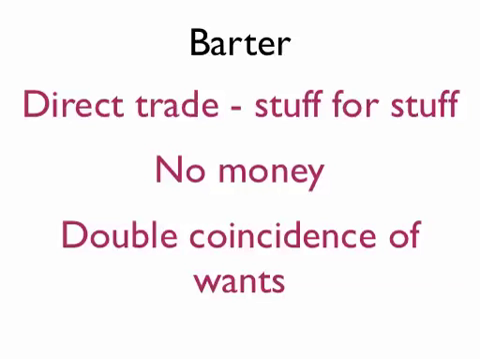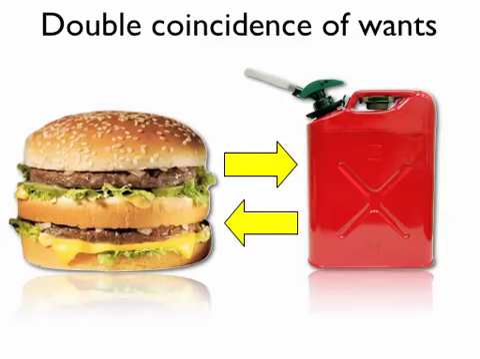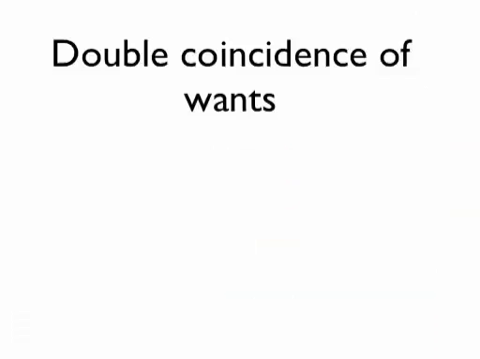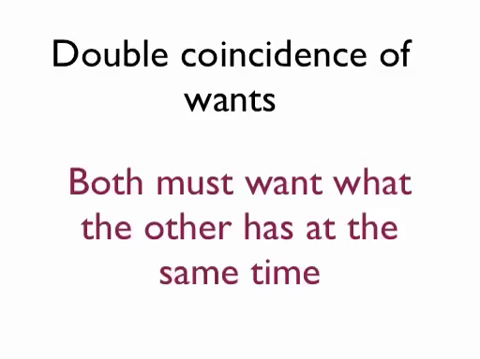We'll come back to that in a second, but right now the way we think about this is if I have a Big Mac and you have some gas, you have to want the Big Mac and I have to want the gas at the same time. We both have to want to trade with what the other side has in order for barter to actually work. Now, this double coincidence of wants means that both must want what the other has at the very same time. Coincidence means at the same time. So we both have to want what the other has at the same time.